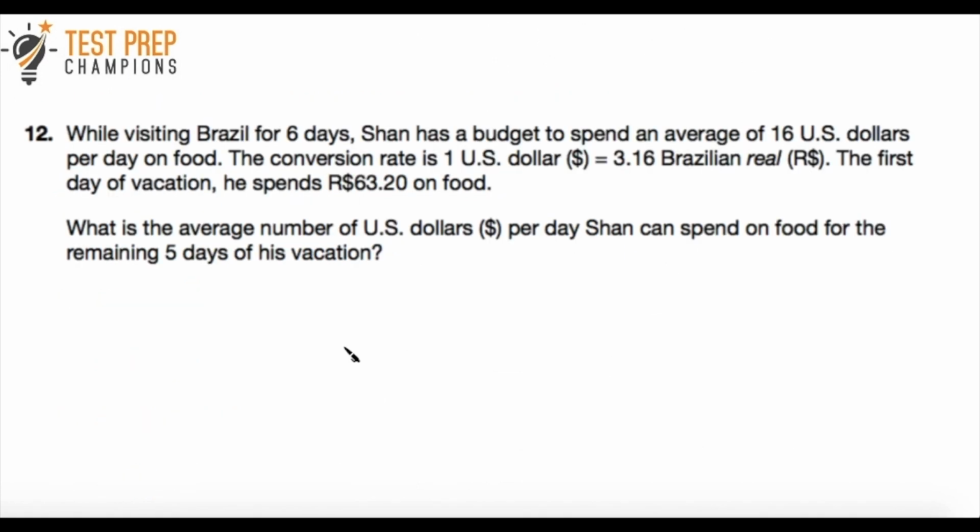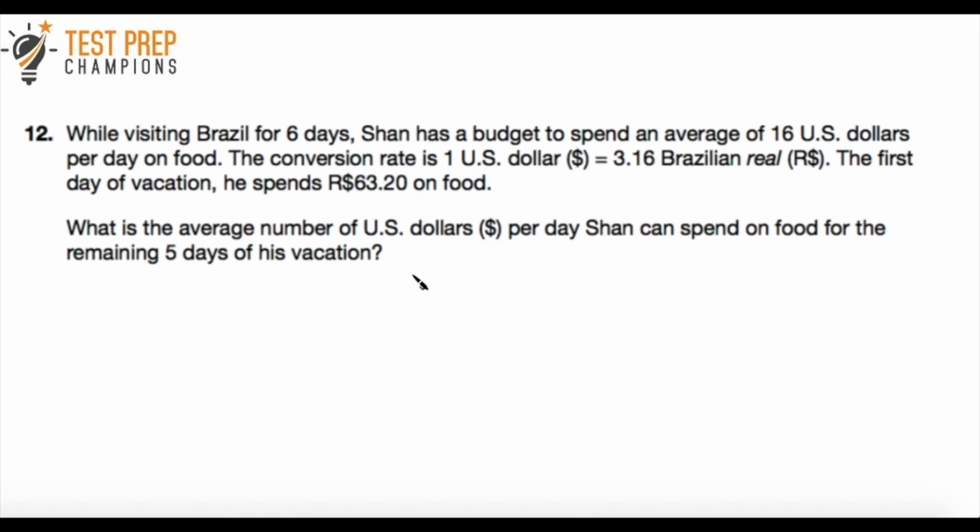Okay, question 12. While visiting Brazil for 6 days, Shan has a budget to spend an average of $16 per day on food. The conversion rate is $1 equals 3.16 Brazilian real. The first day of vacation, he spends 63.20 on food. What is the average number of US dollars per day Shan can spend on food for the remaining 5 days of his vacation? So go ahead and try this one out, then pause the video and we'll go over it.